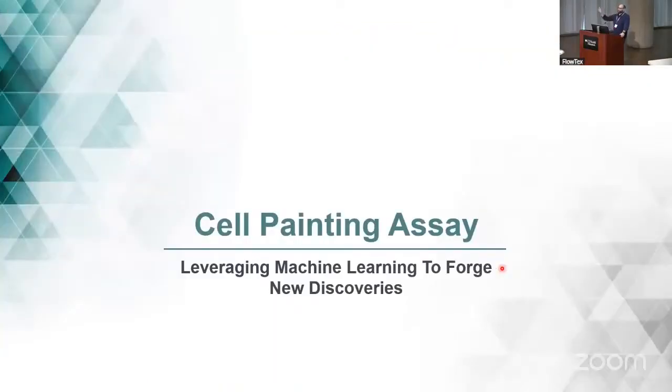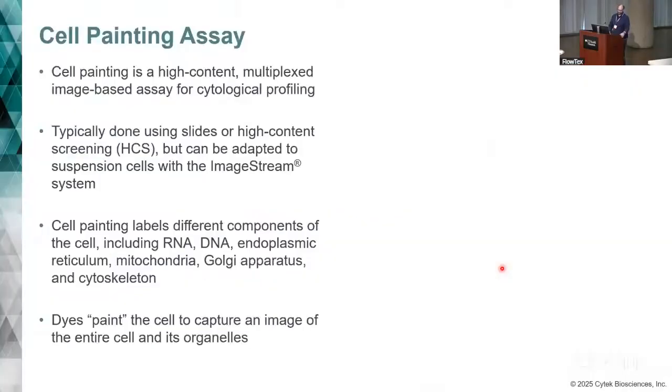So to get into the topic for the day, I just wanted to give a little bit of an introduction. This cell painting assay that the team in Seattle worked on, I thought it was pretty cool. And I think it also really leverages the benefit of higher resolution imaging flow cytometry and the tools that machine learning provides, to allow you to dig into this and notice differences. So cell painting, traditionally, is a high content, multiplexed image-based assay for cytological profiling. It's usually done on a slide. In this case, I wanted to know, could we adapt it to cells in flow? Could we do it on the ImageStream?